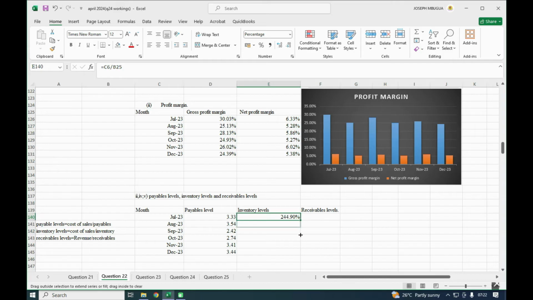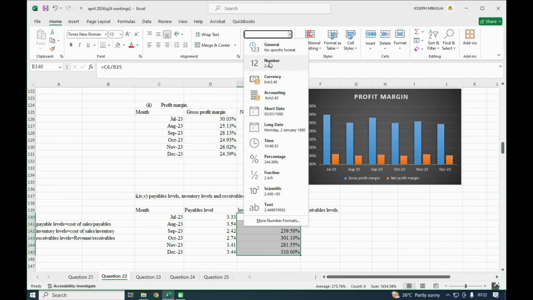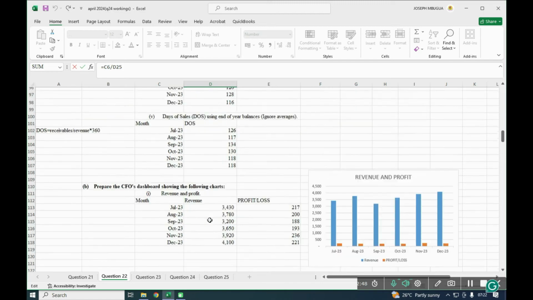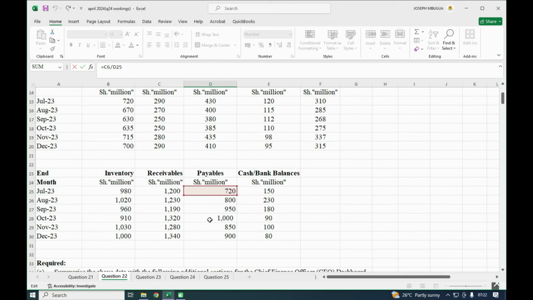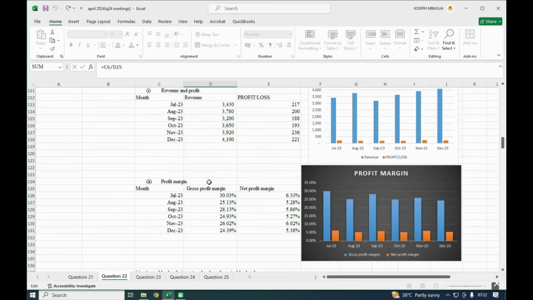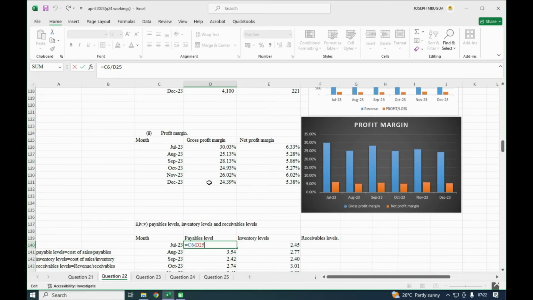I will see whether the first one I've taken for this one, and I will autofill this one. Put it as a number. That way, 2.45. So this one I just needed to confirm that actually we have taken payable and cost of sales. That one is okay, payable and cost of sales.